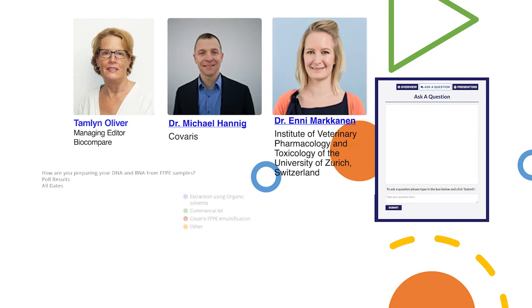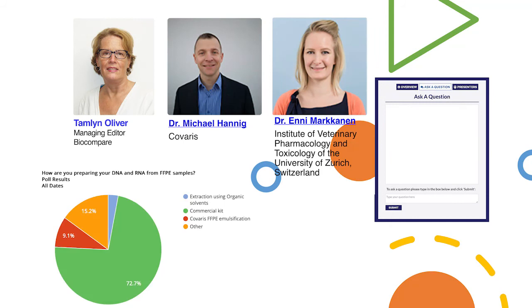Okay, our first question is, how are you preparing your DNA and RNA from FFPE samples? Extraction using organic solvents, commercial kit, Covaris FFPE emulsification, or other? I'm going to give you a couple seconds to answer that. Okay, and the results should be displaying on your screen right now. It seems overwhelmingly, or not overwhelmingly, but the commercial kits seem to be most popular.